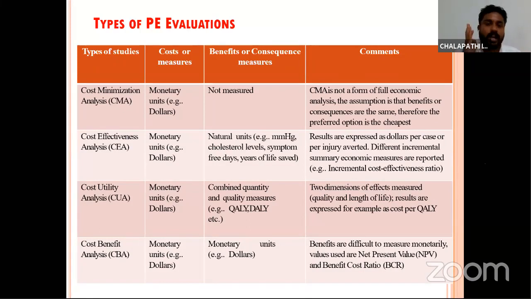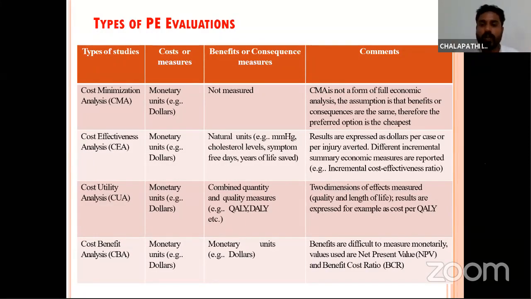So for cost minimization analysis, you have cost but benefit you are not going to measure. Cost effectiveness, you have cost and benefit you are going to measure in natural units or any clinical outcomes. Cost utility analysis, you have cost and outcome you are going to measure in terms of utility outcome or humanistic outcome. Cost benefit analysis, you have cost and outcome you are going to measure in terms of monetary units, or the outcome will be converted into monetary units. This is the basic understanding of all four different types of pharmacoeconomic evaluation. So this is the whole picture of pharmacoeconomic evaluation.